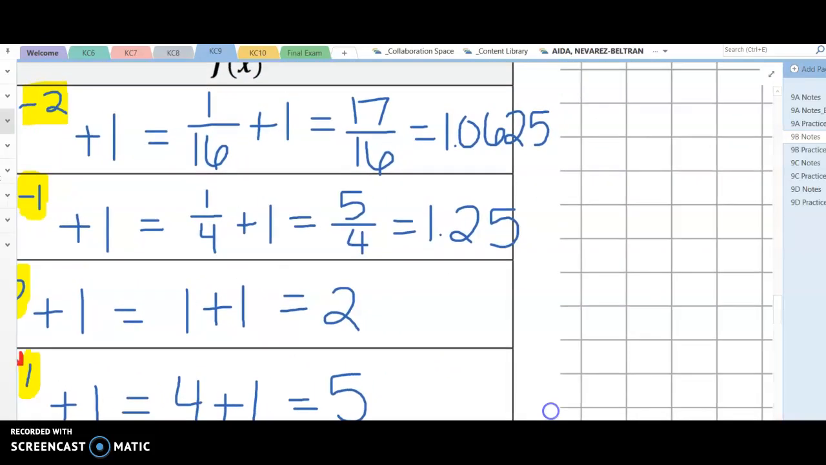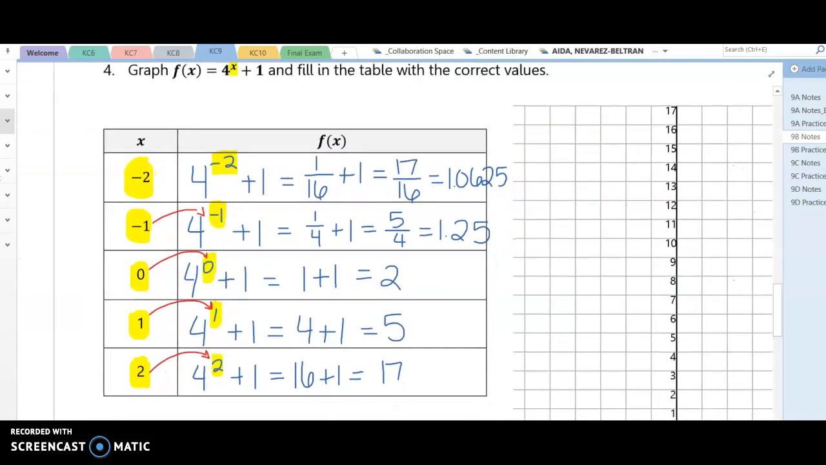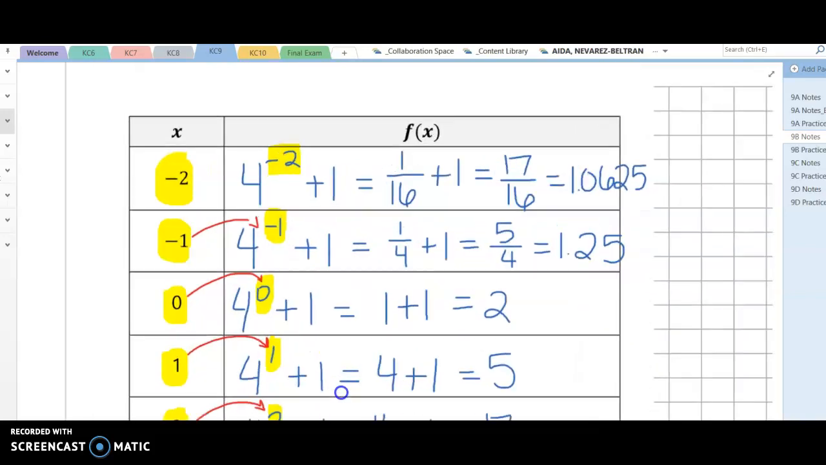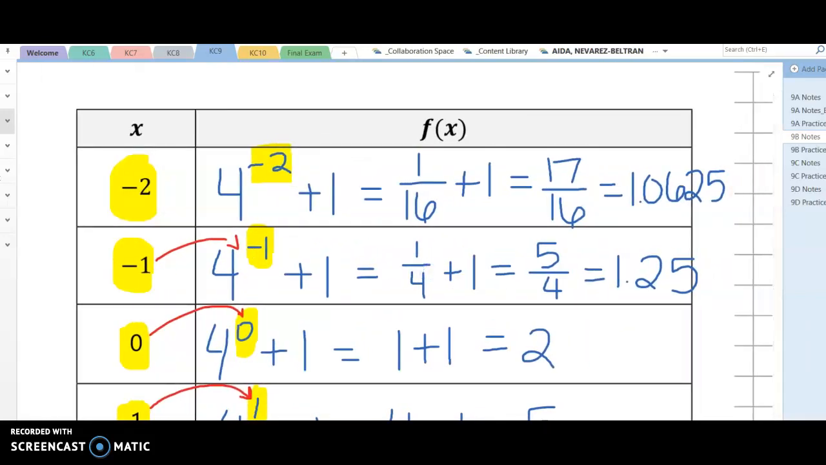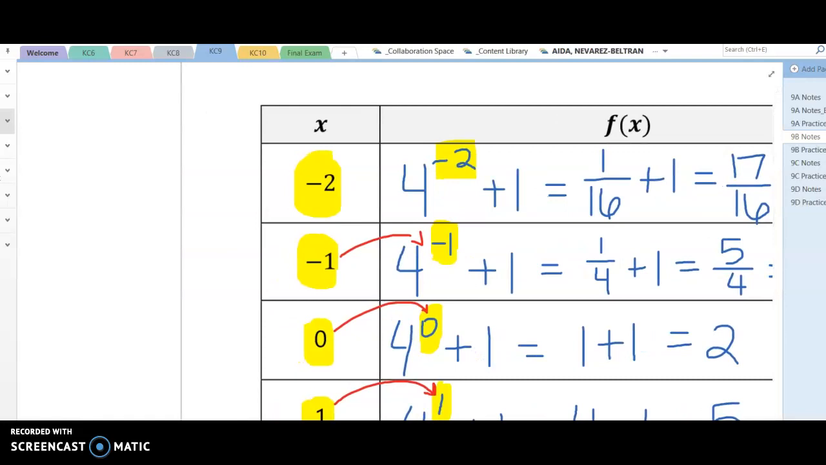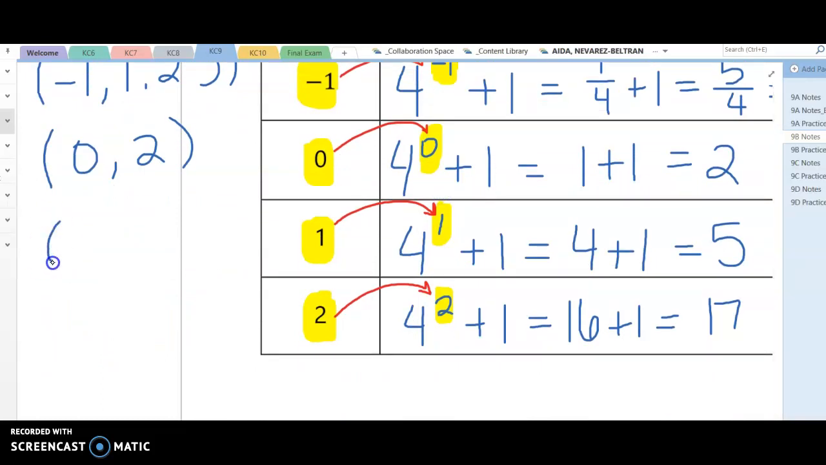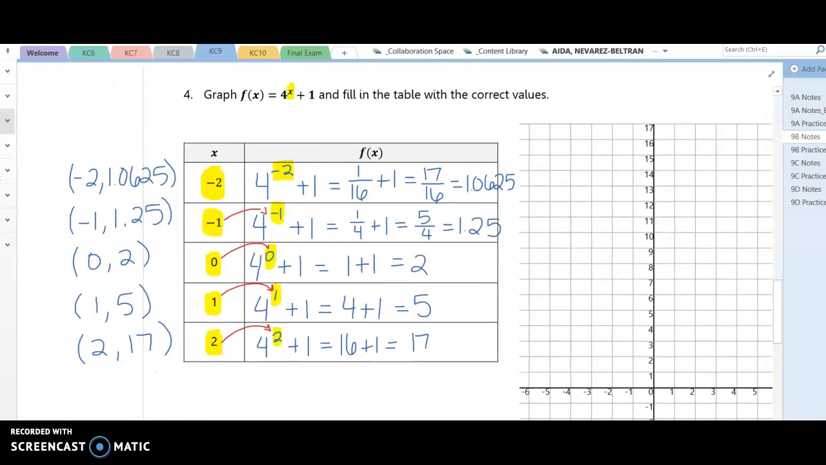So now we're going to take all of these and put them onto our graph. We're going to turn each one into an ordered pair in order to put it on the graph. So our first one, we have -2 and then 1.0625. Our next one is -1 and then 1.25. Then we have 0, 2. Then we have 1, 5. And then we have 2, 17. So we're going to take each of these and put them onto the graph and then connect the points.